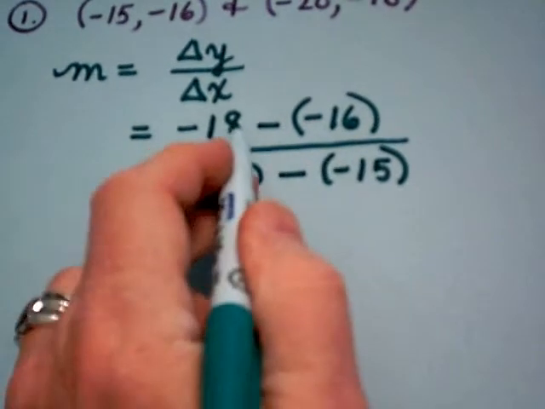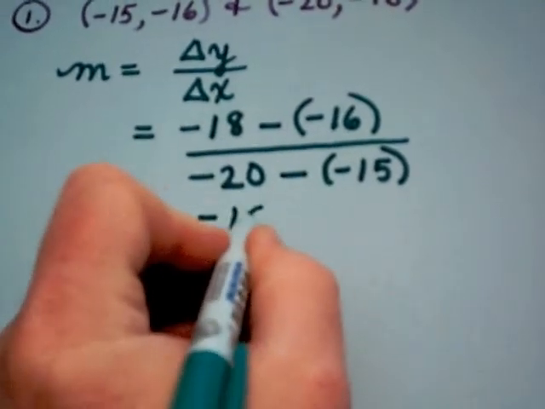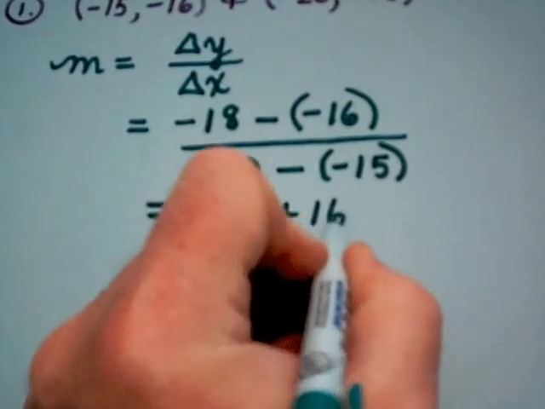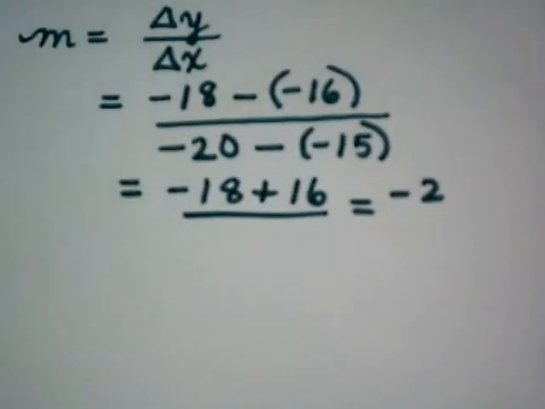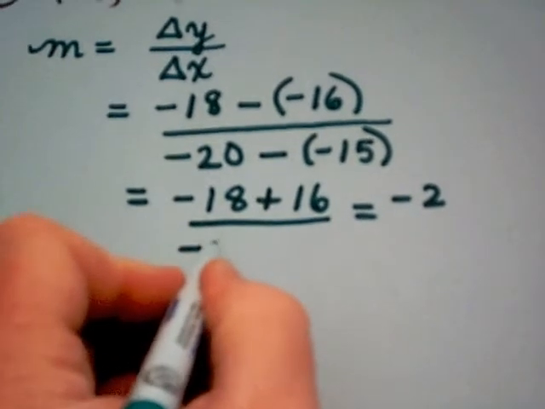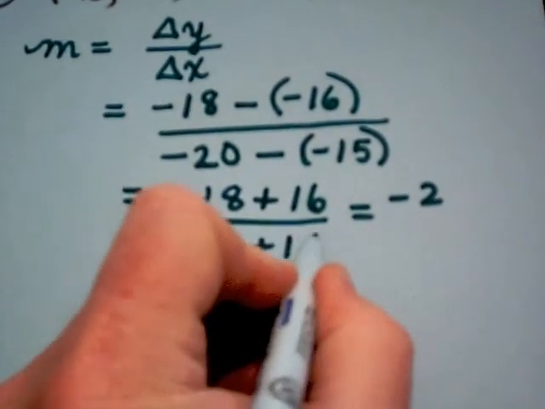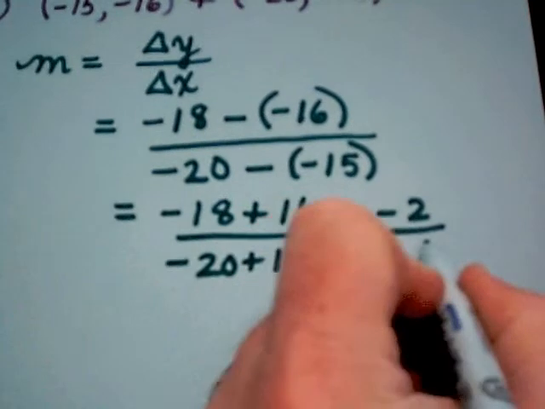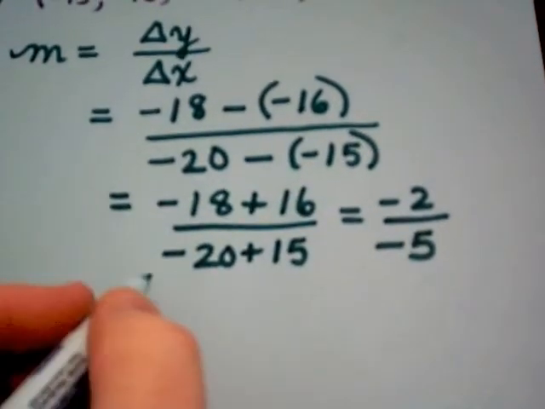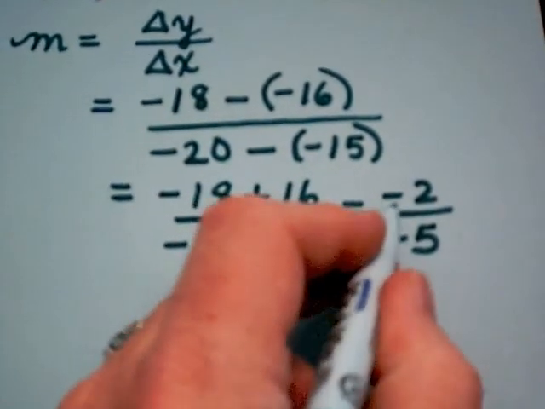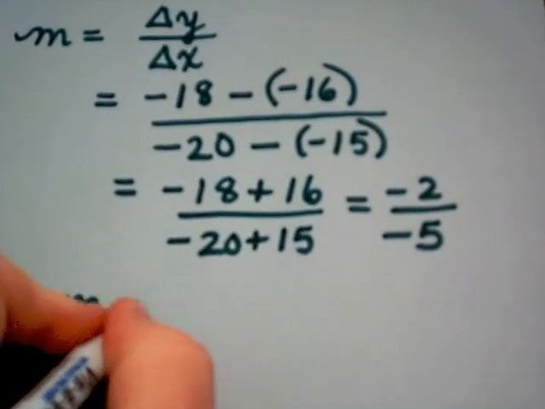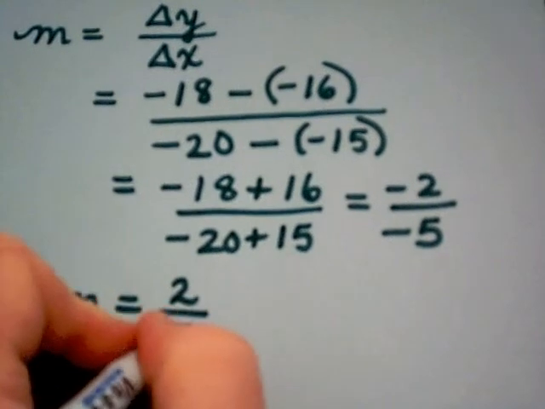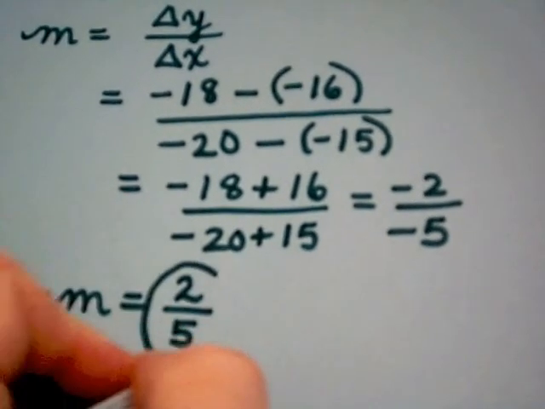When I go ahead and work that out, in the numerator I have negative 18 plus 16, which of course is a negative 2. In the denominator I have negative 20 plus 15, which is a negative 5. And then when I algebraically simplify my answer, a negative divided by a negative becomes a positive. So the slope of this line is equal to a positive 2/5.